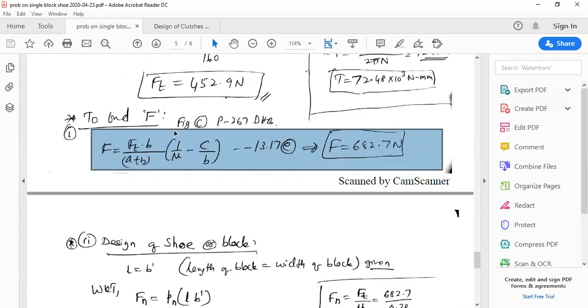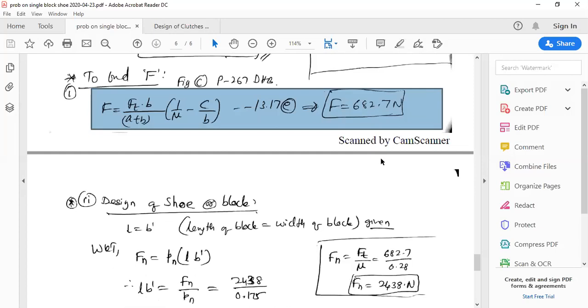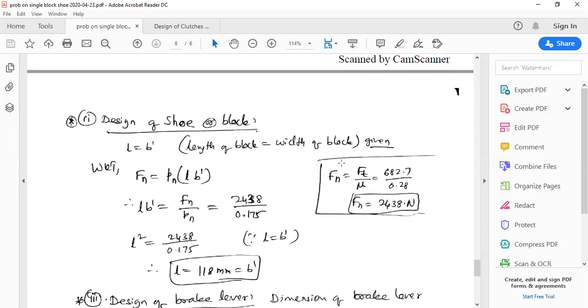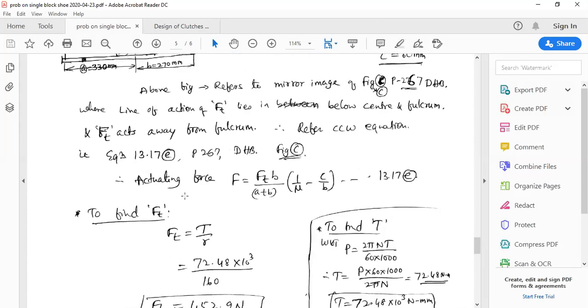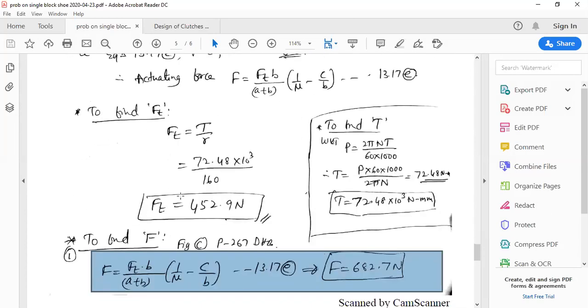So Ft value is calculated, B value is given, A and B, and mu value is also given. Mu is less than 60 degrees, therefore 2 theta is less than 60 degrees, hence mu is directly used here, C by B. So the value of F that I get here is 682.7 newtons. That is the actuating force. This is what we have already dealt with in the previous sessions also.